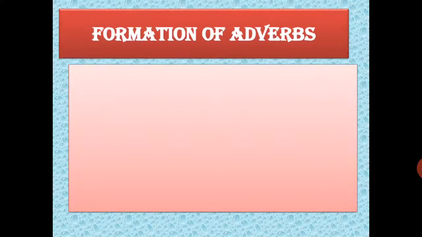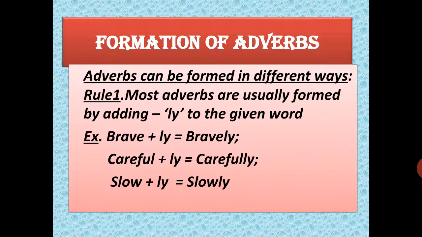Now moving forward towards the formation of adverbs, कि हम adverbs form कैसे कर सकते हैं किसी और word से. There are different methods, different ways we can form the adverbs. There are different rules also. Let us see the rules. Rule number 1, most of the adverbs are formed by just adding ly to the given word. हम सिर्फ ly word लगाने से उस word को adverb बना सकते हैं.